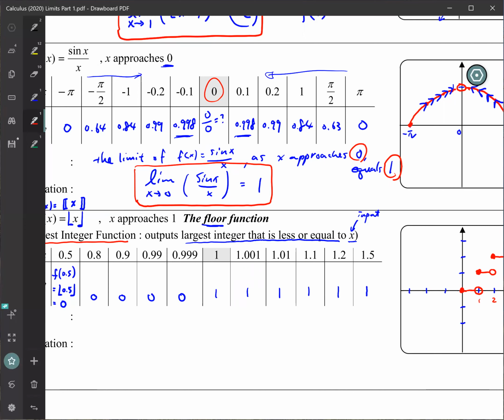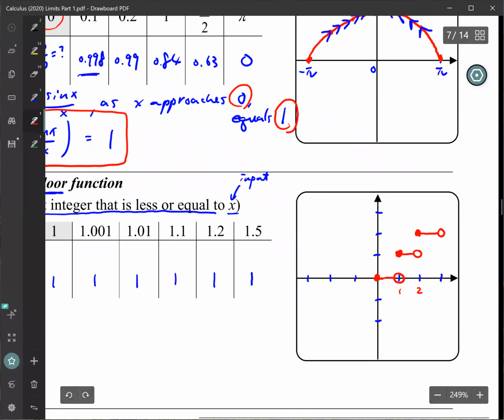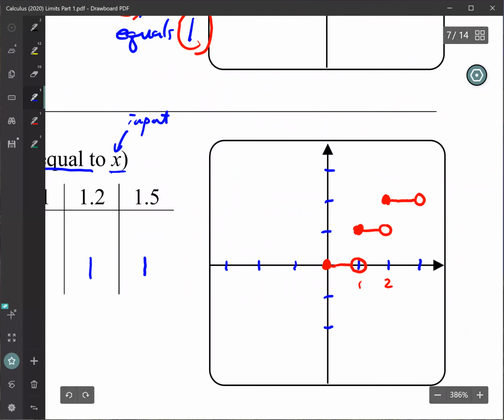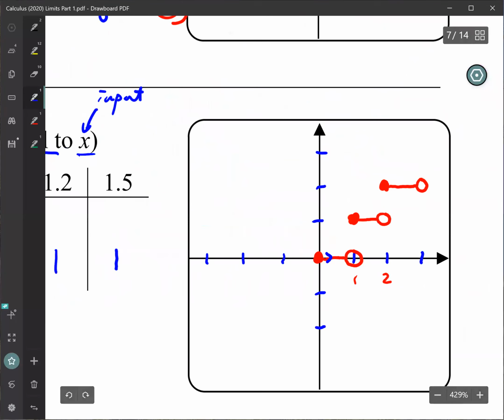So if we try to do the limit approaching 1, x approaching 1. From the left side, it will go closer and closer to 0. From the right side, it will be closer and closer to 1. Stays at 1 actually, right? So left and right side do not match. When that happens, we just say the limit does not exist. Or we can say the limit is undefined. Okay? So let's write that down here.